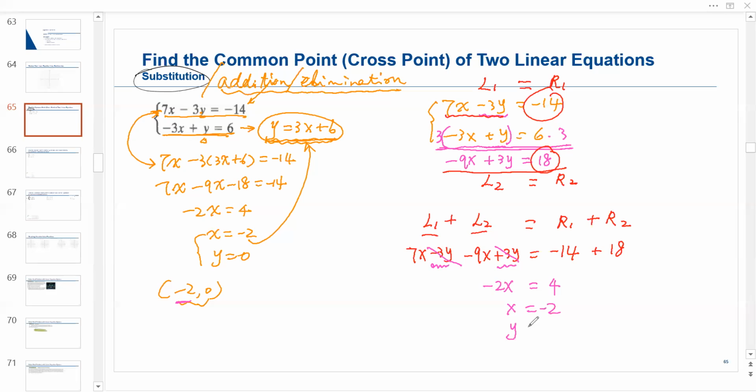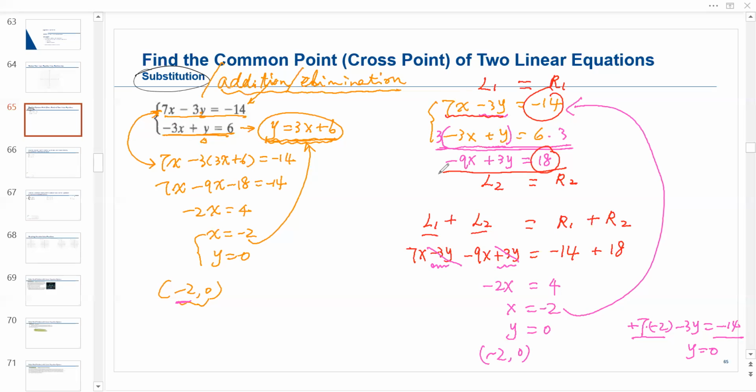So what does y equal to? Right now we can put this back into any one of the equations to get y. So you can say positive 7 times negative 2 minus 3y equal negative 14. So negative 14, negative 3y got 0, so y got 0. So we got the answer negative 2, 0. So this is called the addition elimination method. Actually, the objective is to make one of the variables disappear. This is one way we make y disappear.